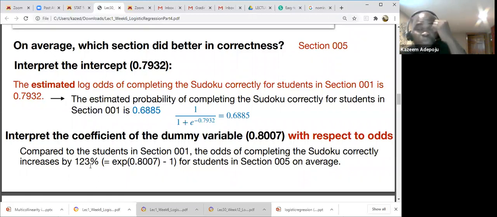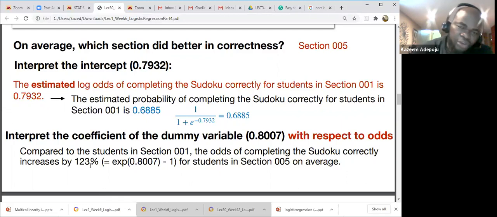Let me put it in the right perspective. I'm going to give you a clue right now. If beta 1 equals 0, the exponential raised to power 0 is going to be 1, right? And when I subtract 1 from 1, I'm going to get 0.